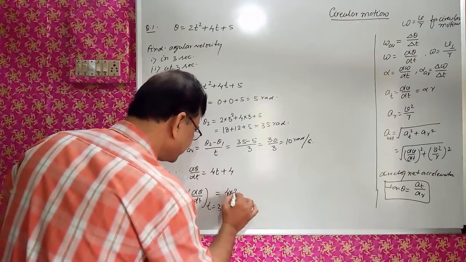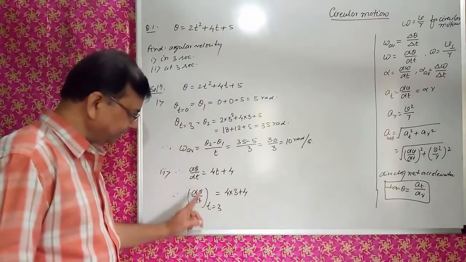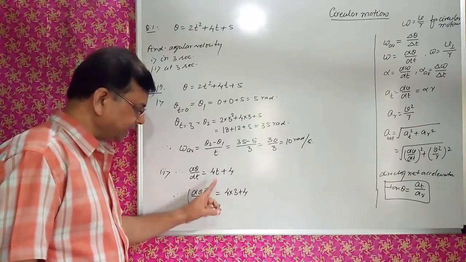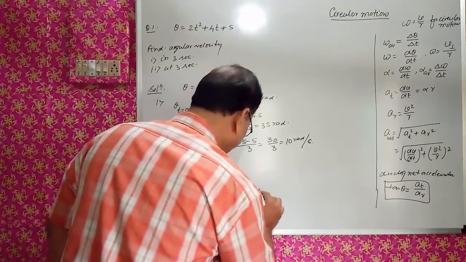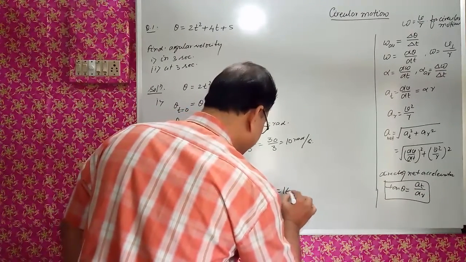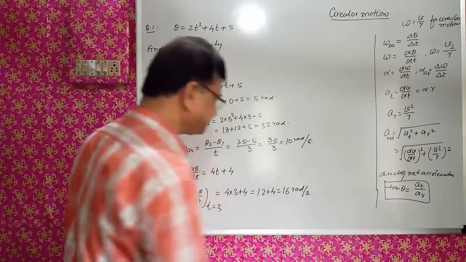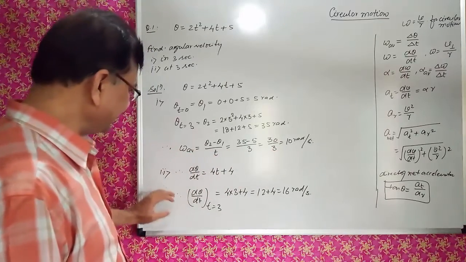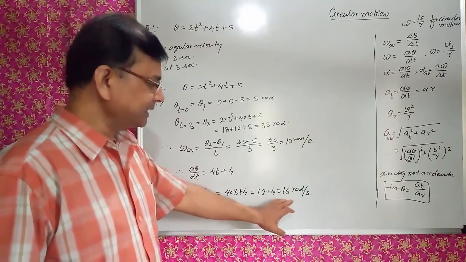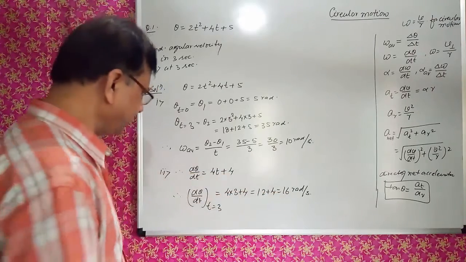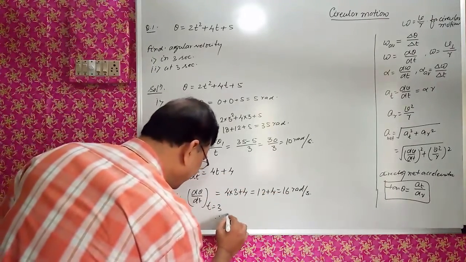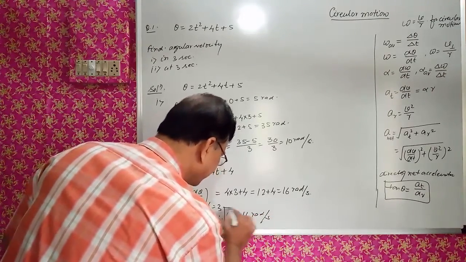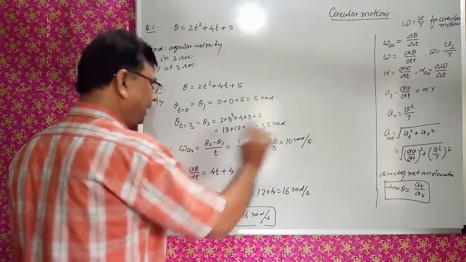So 4 into 3 plus 4. This is how we write it. At this omega we want at t is equal to 3, d theta by dt at t is equal to 3. So put the value of t over here. We will get 12 plus 4, that is 16 radians per second. So what do we observe? Omega average is 10 and instantaneous angular velocity is 16 radians per second. These two are not equal. Therefore omega is equal to 16 radians per second. This is the answer, and the earlier one is for average.